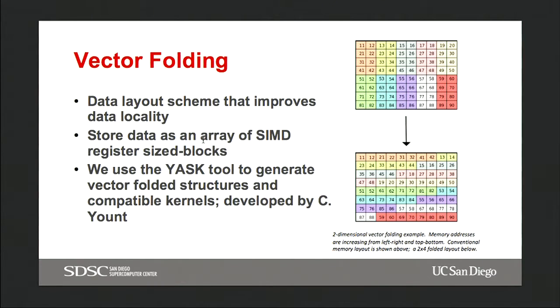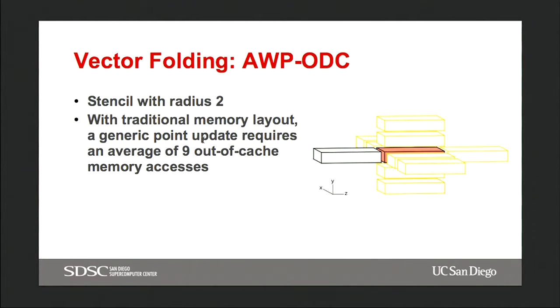I think it's good then to look at a three-dimensional picture to see why this would actually help with the stencil code. So here's a stencil of radius 2. So the orange, is it orange for you? Yeah, so the orange block here represents one cache line. So if you want to update one cache line with a traditional memory layout, on average, how many cache lines do you need to access for a stencil with radius 2? So it'll be 9.